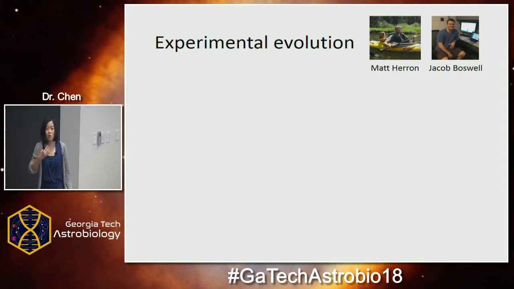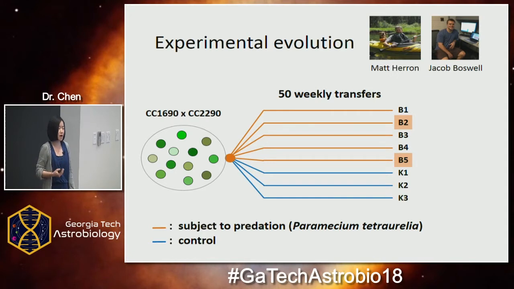So a few years ago, my advisor, Matt, and Jacob, a graduate student in our lab, did this evolution experiment to select for multicellularity using predators. The experiment was started with an outcross population by mating two different algae strains. So we have genetic diversity in the beginning. The starting population was split into 5 experimental populations that were cultured with predators and 3 control populations that were cultured without predators. Those cultures were transferred into fresh media every week over a year.